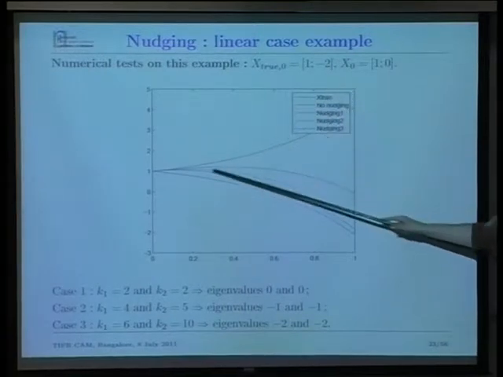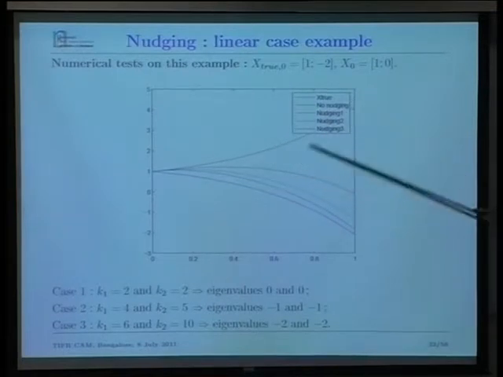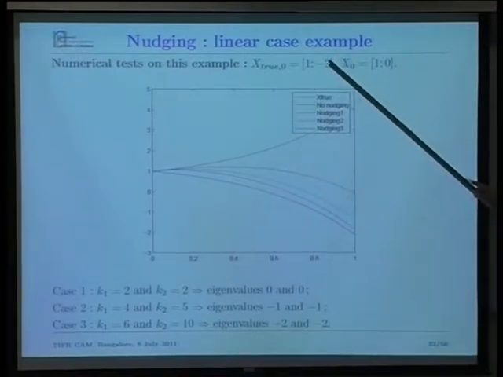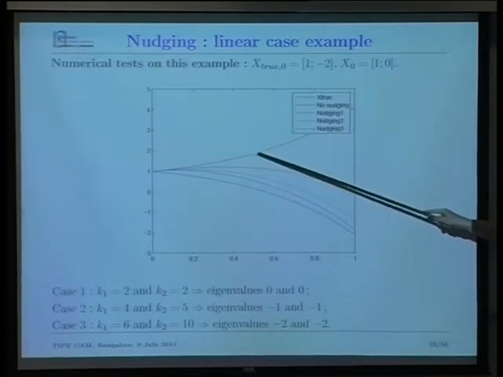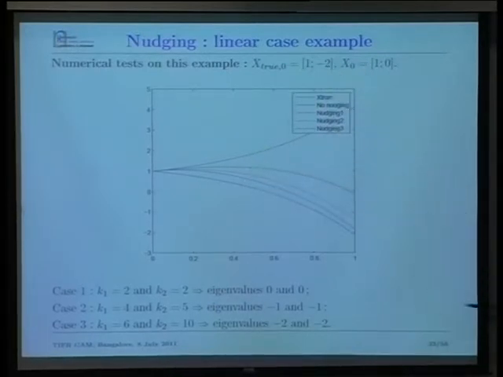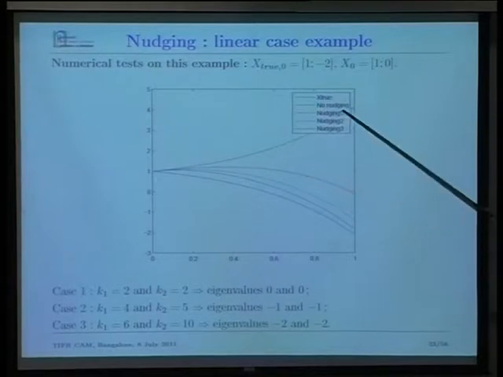So if there is no nudging, x2 is going to, sorry, x1, so I'm wrong here, so you have to switch, because x1 is observed and x2 is plotted, so you have to exchange the two values here. So if there is no nudging, the solution is going like that.